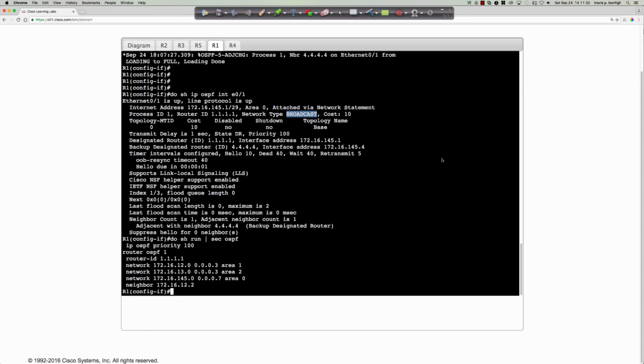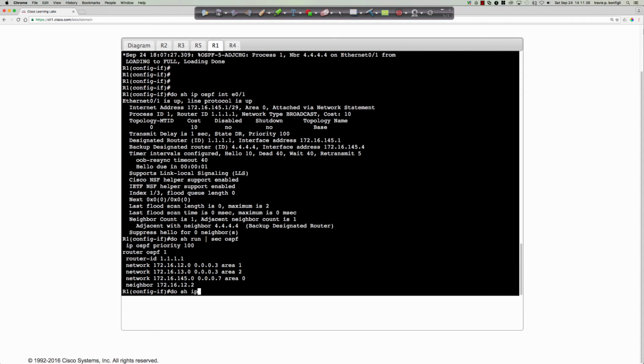So, okay. Now, this lab is telling us that we need to use a static statement. And that is certainly one way to approach this issue, right? Where I need to statically define the neighbor because it's not going to happen on its own. Another way that we can deal with this is we could change the network type on that interface. Just like with those loopback addresses, right?